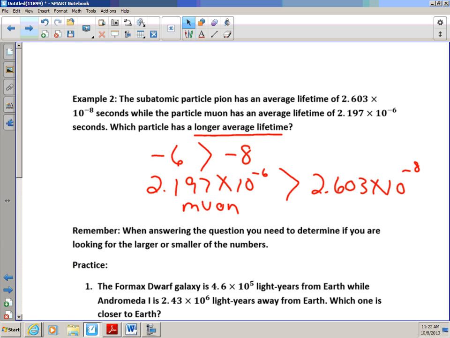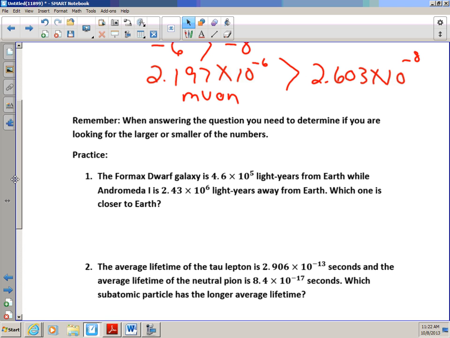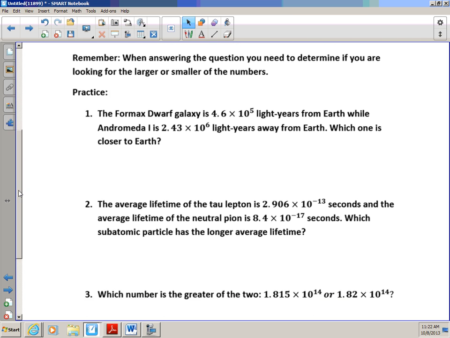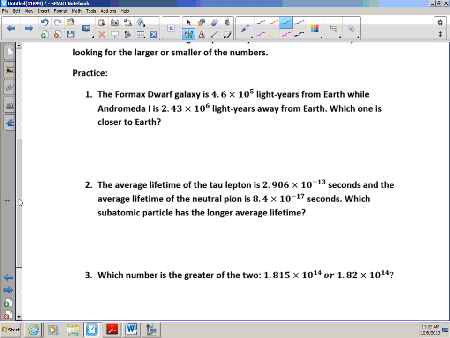Remember, the key thing that students have to be careful about here is you will understand which number is larger or smaller than the other. You have to make sure you are properly reading the question that you are asked. So let's look at the next 4 examples. Formax dwarf galaxy is so far away from Earth, while Andromeda 1 is so far away. Which one is closer? To be closer, it's got to be smaller. What is smaller? 5 is smaller than 6, so that means the Formax dwarf galaxy is closer. I don't care about the 4.6 and the 2.43.